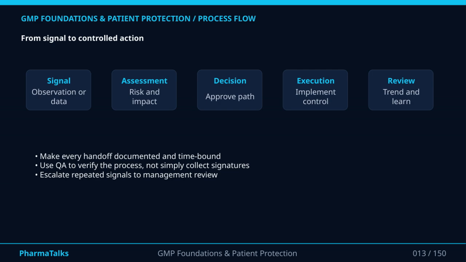A few important details. Every handoff within this process must be documented and time-bound to ensure accountability. Quality assurance plays a critical role, not just in collecting signatures, but in actively verifying the integrity of the process. If signals keep recurring, they must be escalated to management for further review. This thorough approach helps us maintain strong patient protection and compliance within GMP standards.